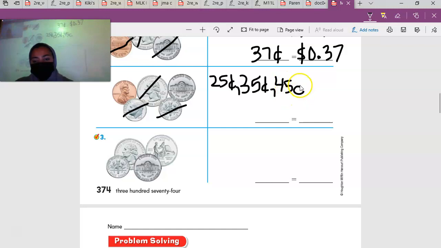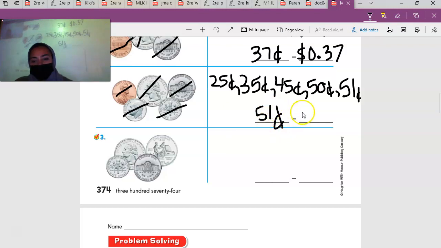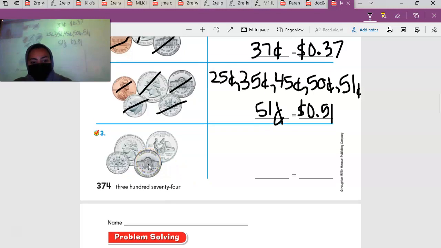So then I'm going to write 45 cents. And now plus 5 more cents. What's 45 plus 5? 50 cents. And then plus 1. What's 50 plus 1? 51. So what's your answer, class? 51 cents. And when you write that in dollar format, it looks like dollar sign, 0, decimal, 51. Now, do I write a cent sign? No.